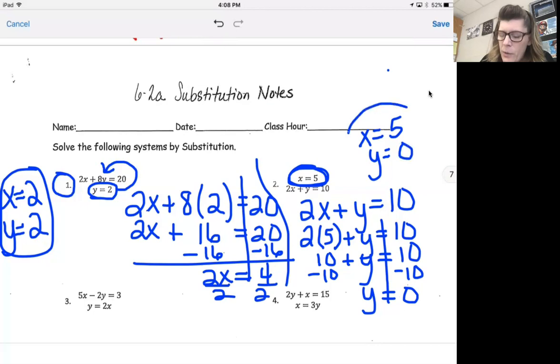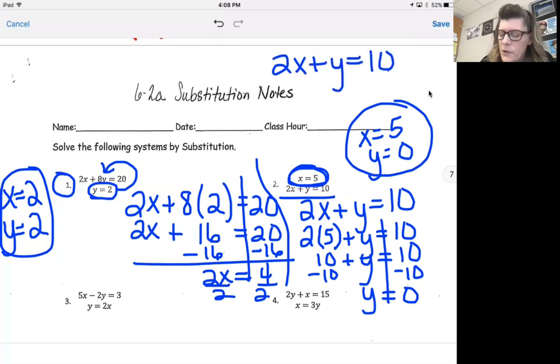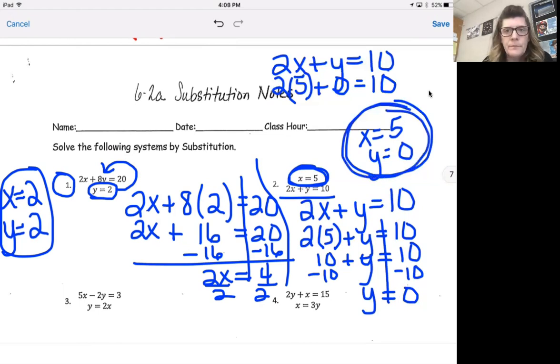You know what? I can always check my work. I can go back up in here, 2x plus y equals 10. Let's see if it actually works. X is 5, so let's plug that in here. Y is 0, so plug that in for that. And is it true? Is 2 times 5 plus 0 equal to 10? Yeah, it is. So this is the correct answer for this problem.